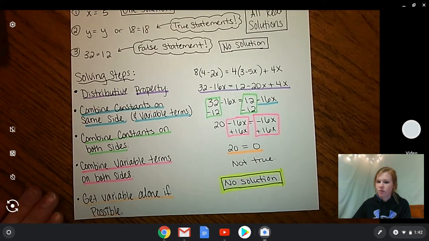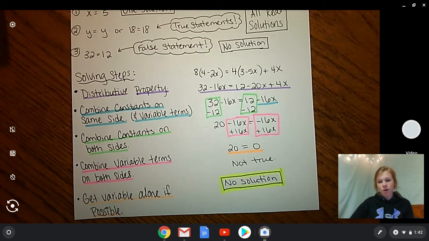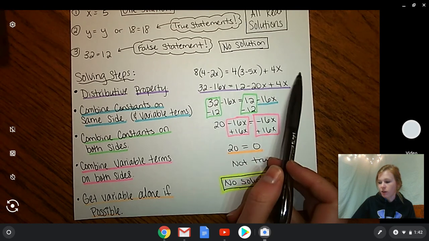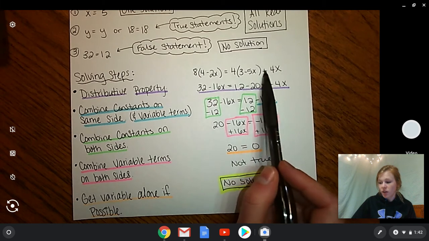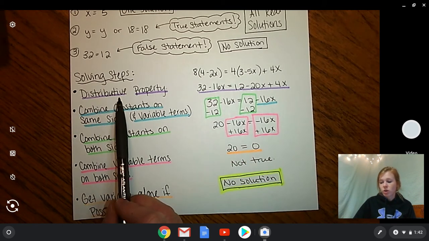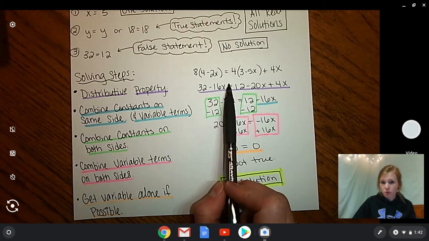And what I have are my solving steps. This is what I have found works best for me. The example that we're going to look at with this is right over here, this very first line, is an equation that I have given myself that I need to solve. My first step is going to be looking for the distributive property. If I see the distributive property needs to happen, I'm going to do it.